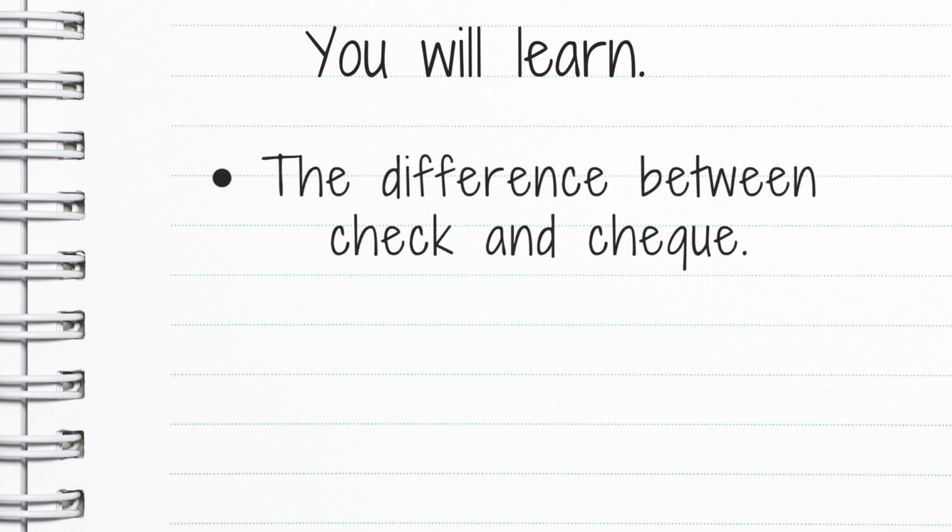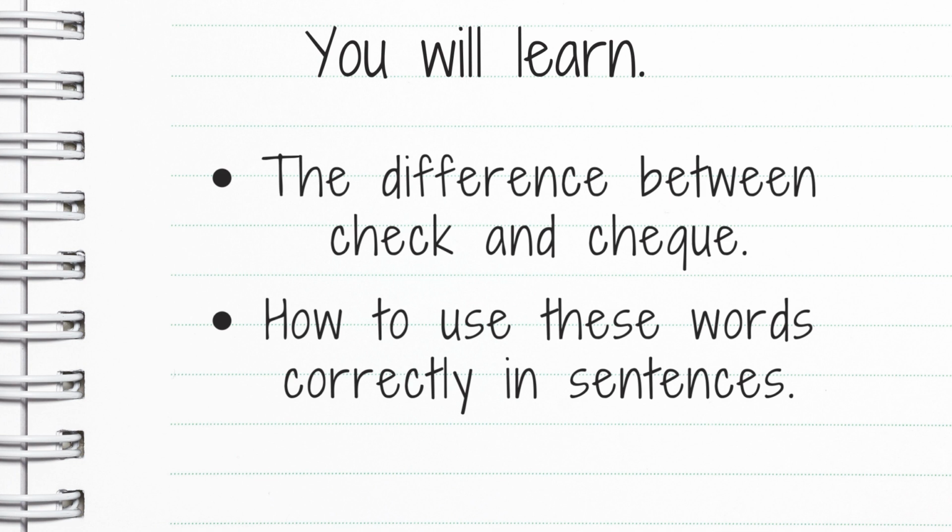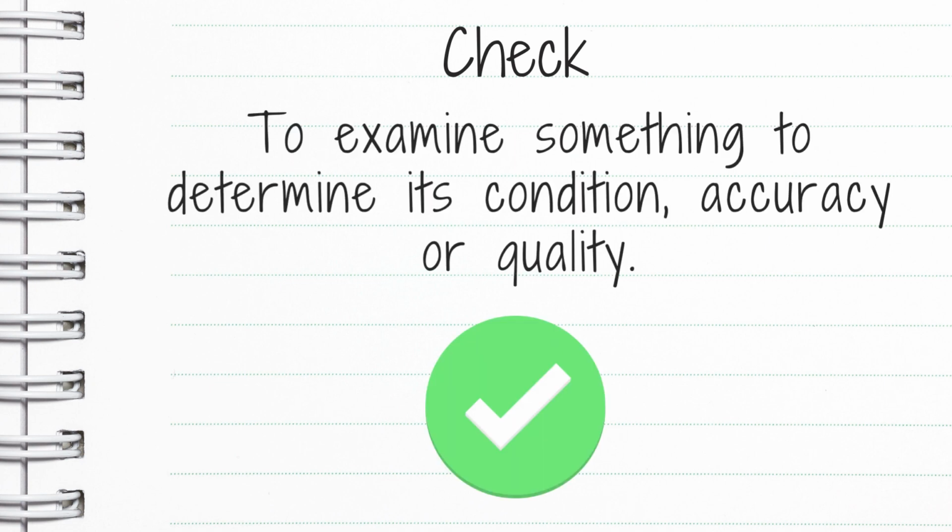So you will learn the difference between check and check and how to use these words correctly in sentences. So check, C-H-E-C-K. Let's check it out. It means to examine something to determine its accuracy, condition, or quality.